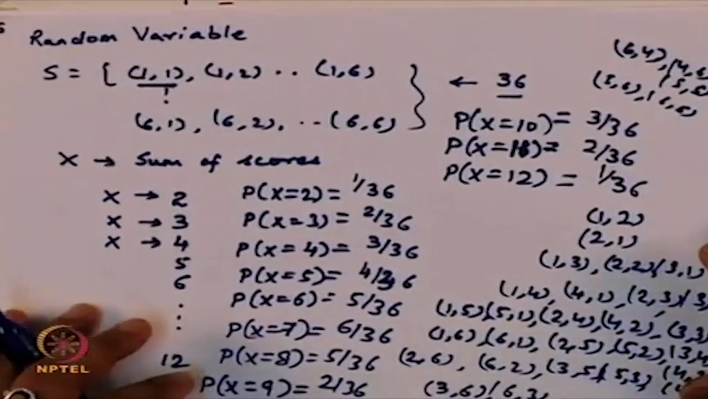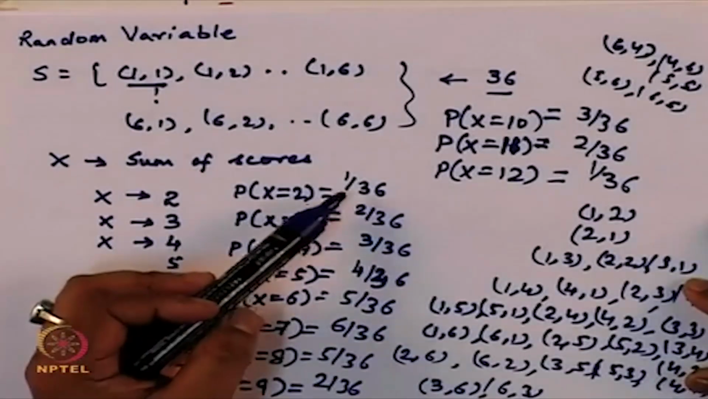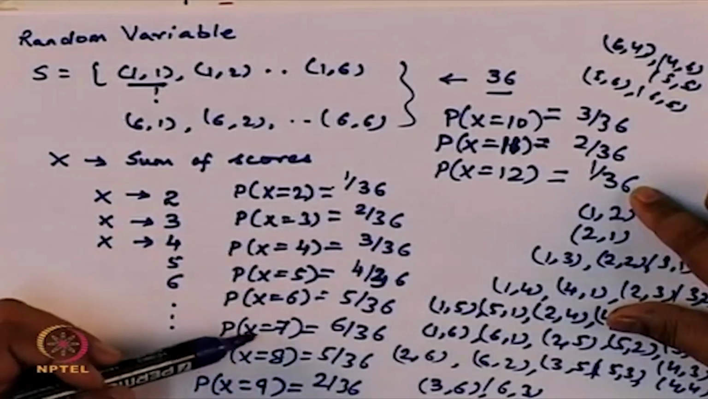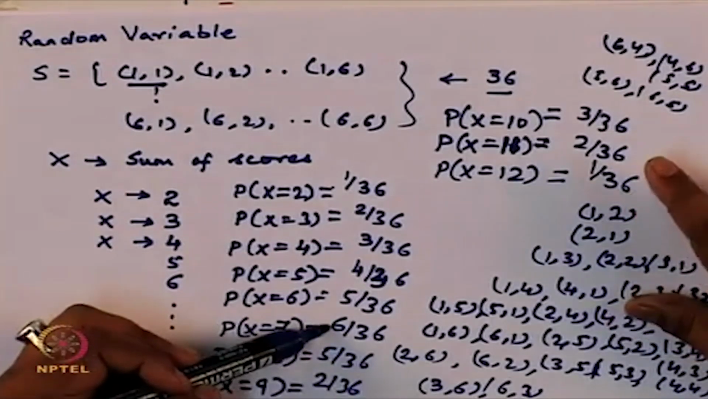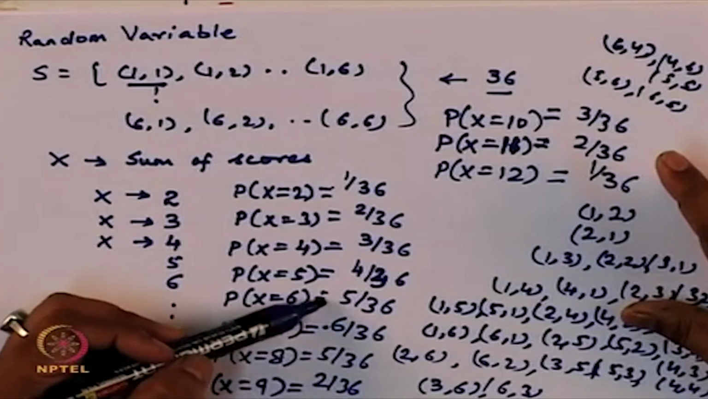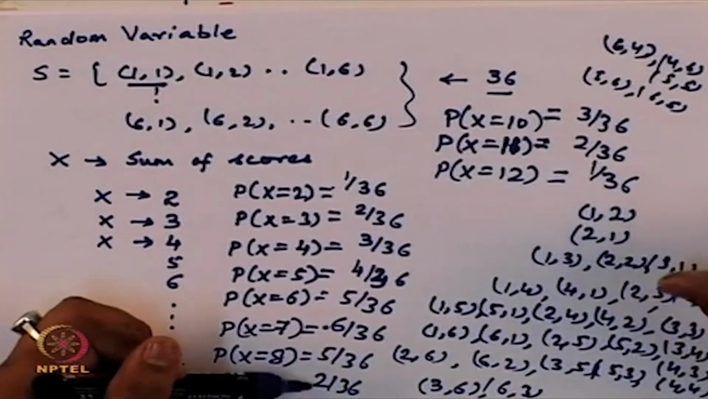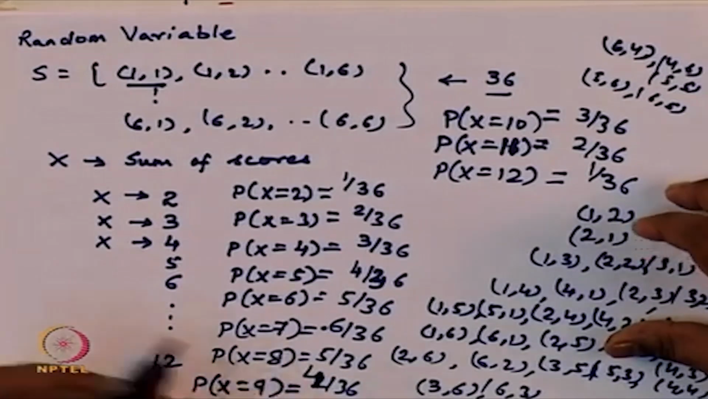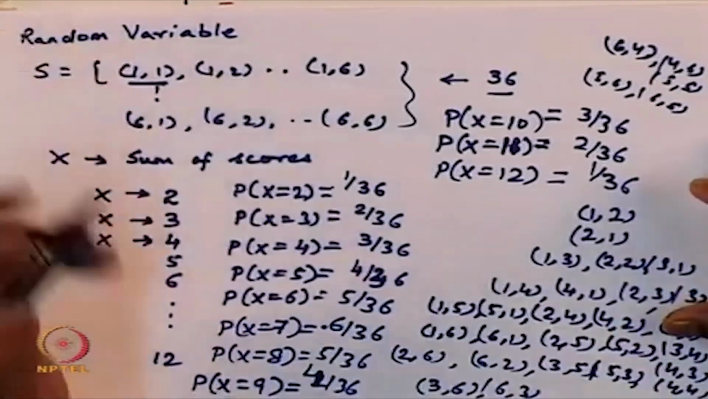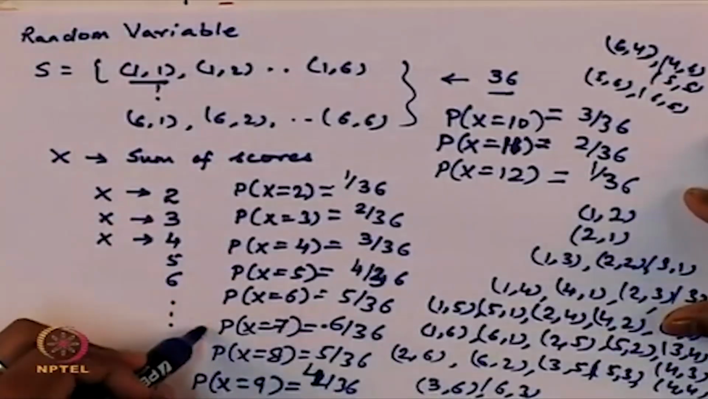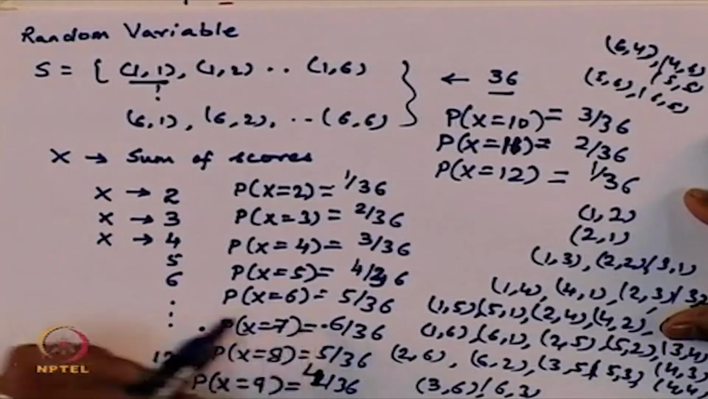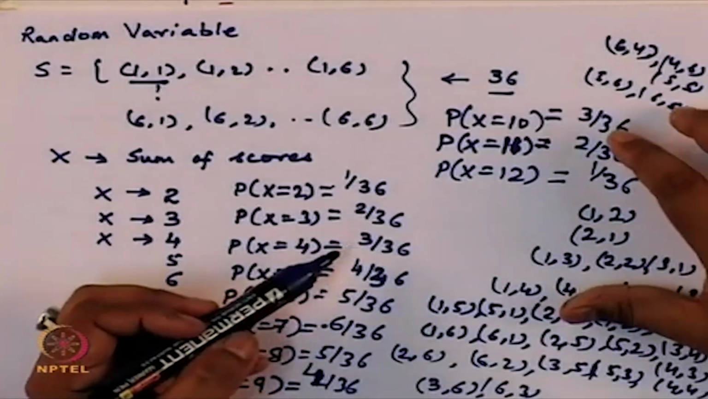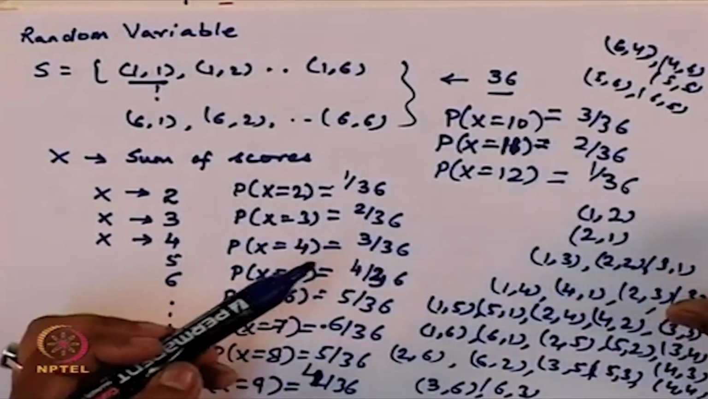Okay. So, you have the following possibilities. Your lowest probability is 1 by 36 for x equal to 2 and x equal to 12. Highest is for x equal to 7, which is 6 by 36, and then you have 5 by 36 for x equal to 8, and for x equal to 9 it is 2 by 36. This is a symmetric distribution. Your peak is at x equal to 7, 6 by 36, then you have 5 by 36, 4 by 36, 3 by 36, 2 by 36, and 1 by 36.